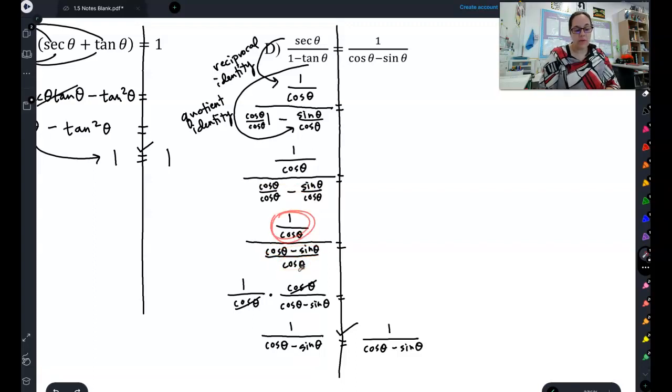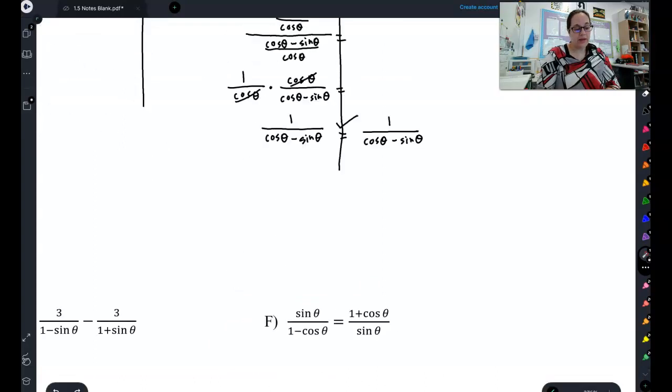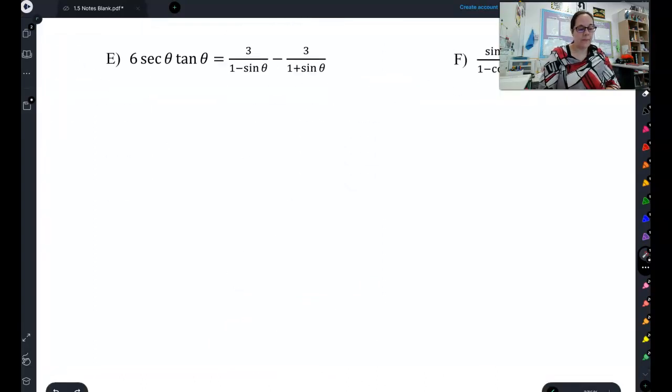Now I have a single fraction over a single fraction, so that means I can do keep, change, flip. Keep the numerator, change to multiplying, flip the denominator, and I notice, hey, look at that, my cosines cancel, and I'm left with 1 over cosine minus sine, which is what I wanted. So I ended with left side equals right hand side with my check mark. And you're done. Let's try another one.